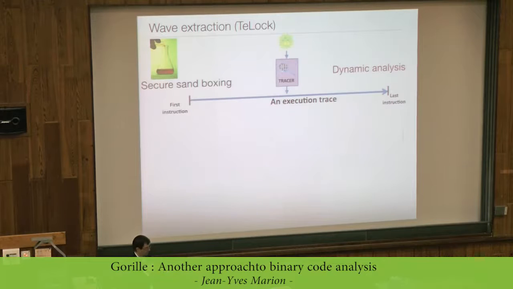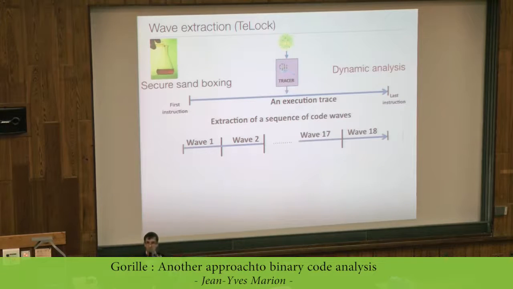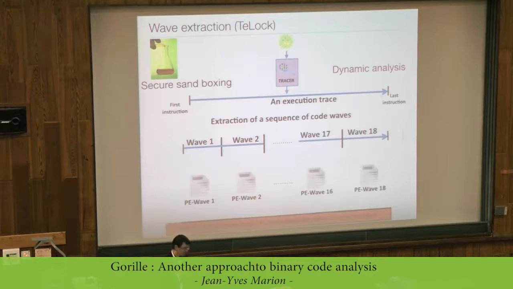So the main idea is the following one. We have some secure sandboxing. We run the tracer either with PIN or DynamoRIO. We collect some execution trace from the first instruction to the last instruction. And then we cut it wave by wave with this definition of waves that I just gave you. Then from each wave we extract the memory dump in order to look at what is inside the wave.